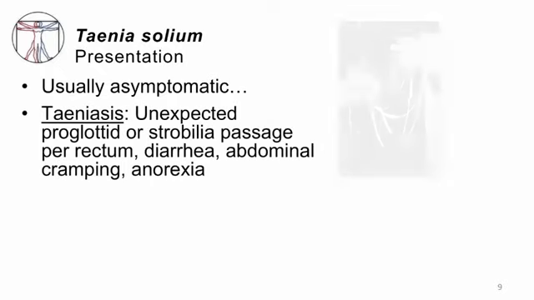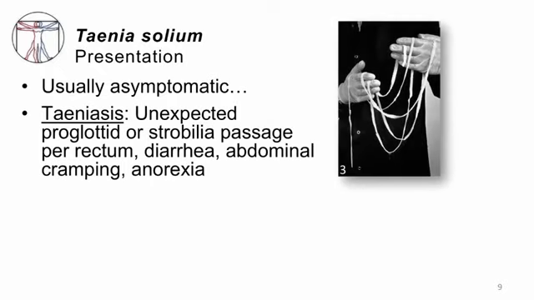How does it present? Well, most people with either teniasis or cysticercosis do not have symptoms. It is well adapted to the human host. But in the case of teniasis, some people may pass a proglottid or pass an entire strobilial chain.